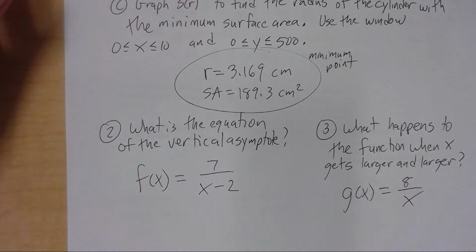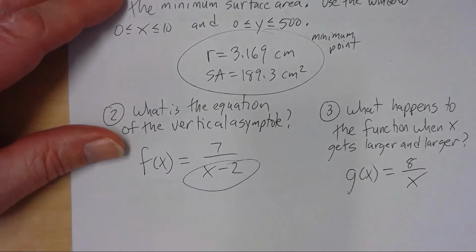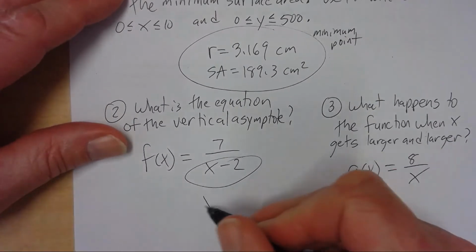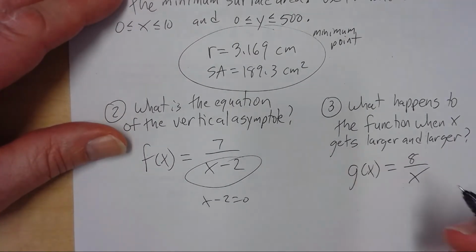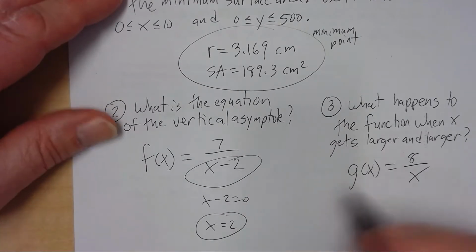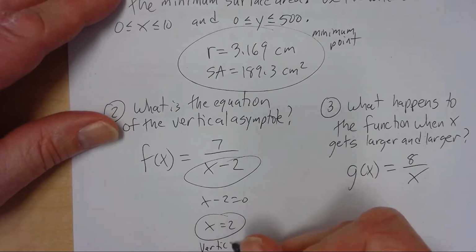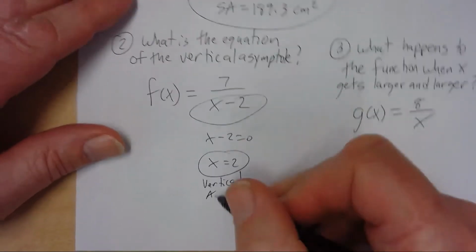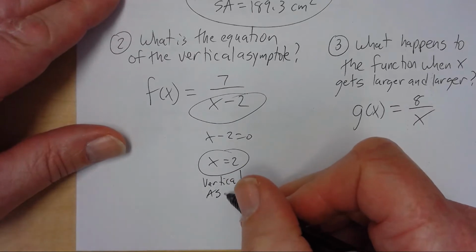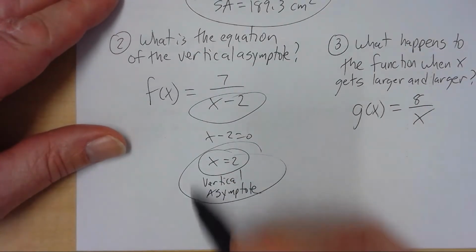Number 2, where's the vertical asymptote? You're not allowed to divide by 0. So you just say x minus 2 is equal to 0. What makes that true? X equals 2. So the vertical asymptote is x equals 2. Asymptote. So there it is.